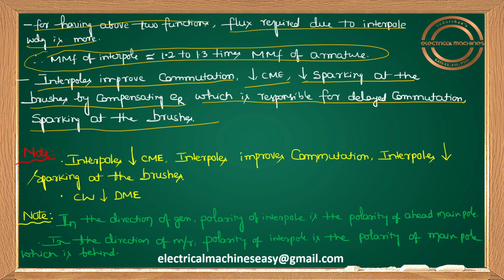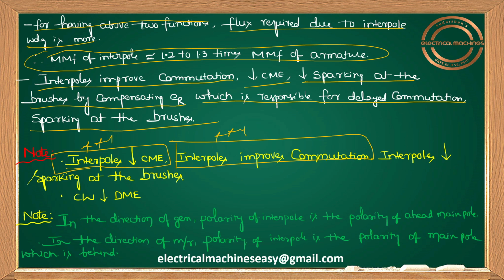So what is the conclusion here? Interpoles reduce the cross magnetic effect. They may ask this question. Similarly, interpoles improve commutation, they may ask this question also. Interpoles reduce sparking at the brushes, they may ask this question also. So please, they may ask you in so many ways. Try to remember this note.